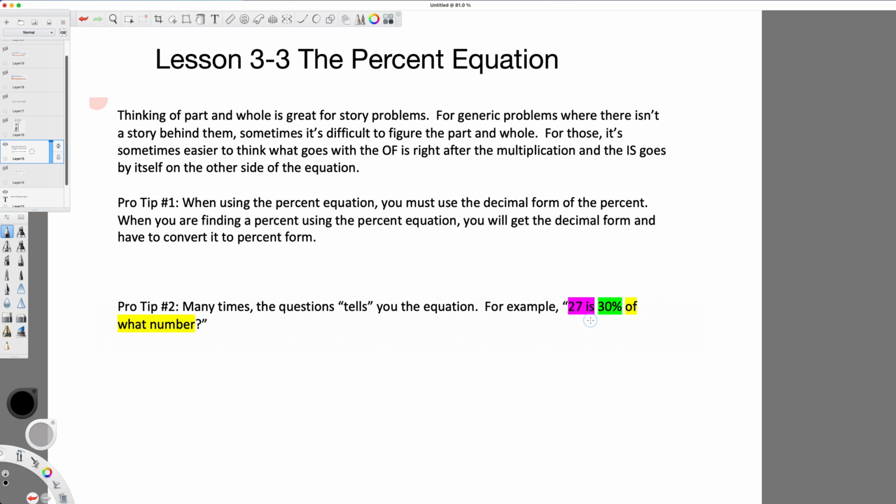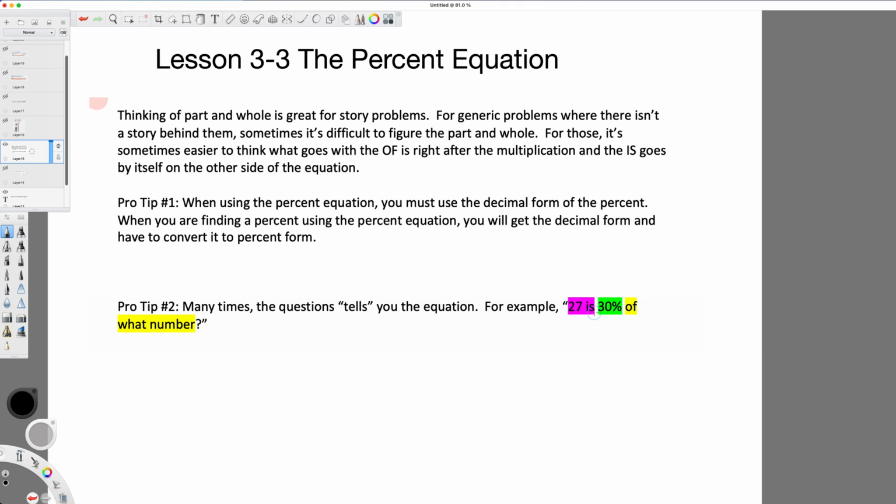If I gave you some generic question like 27 is 30% of what number, you don't know what any of those things represent. However, if you look at it, there's the percent. That's pretty obvious. And then the number that's next to the word is, and the number that I'm asked for is next to the of. So I know the percent, I know the is, and I can find the of. So that generic form works really good on the questions where there's not really a story behind it.